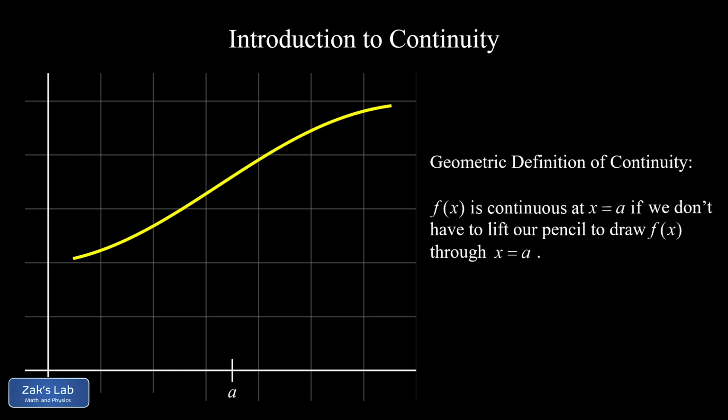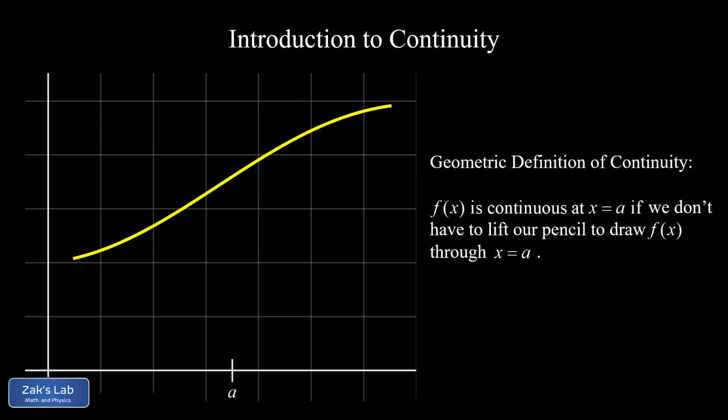We're going to say that a function f of x is continuous at x equals a if we don't have to lift our pencil to draw f of x through x equals a. And that's really it. As we watch this curve being drawn through x equals a, of course it's a nice smooth curve with no gaps of any kind. We don't have to lift our metaphorical pencils, and we say that f of x is continuous at x equals a.